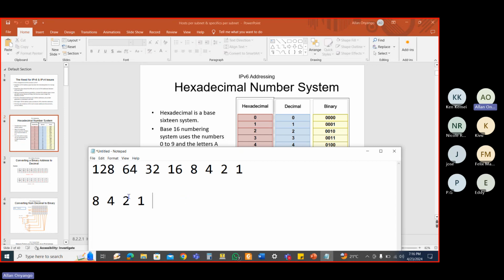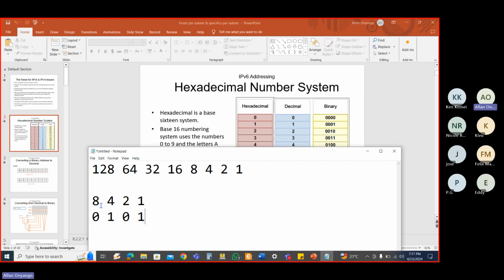Let's say we have a number like 5. Which numbers here do we add to get 5? 4 and 1, isn't it? Which means under 8, there's a 0. Under 4, put a 1. Under 2, put 0. And under 1, you put a 1. So 5 in hexadecimal, converted to binary, we'll get 0, 1, 0, 1. I want you to see it. We have changed a bit.